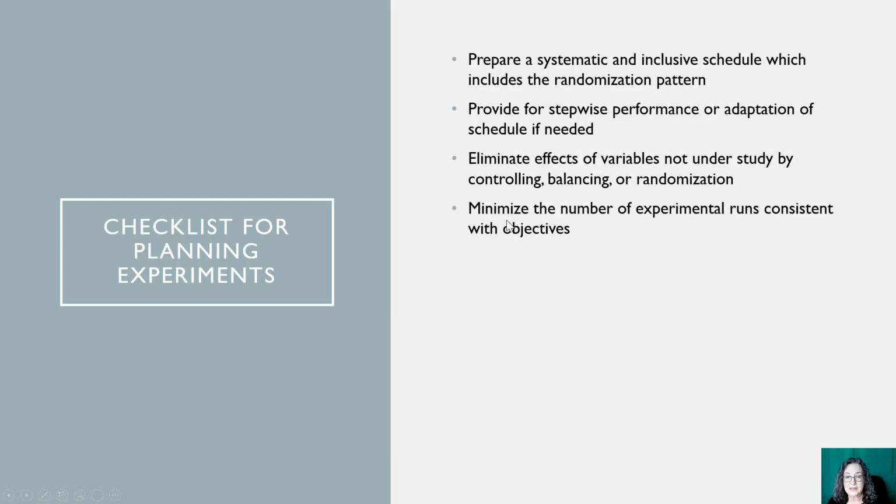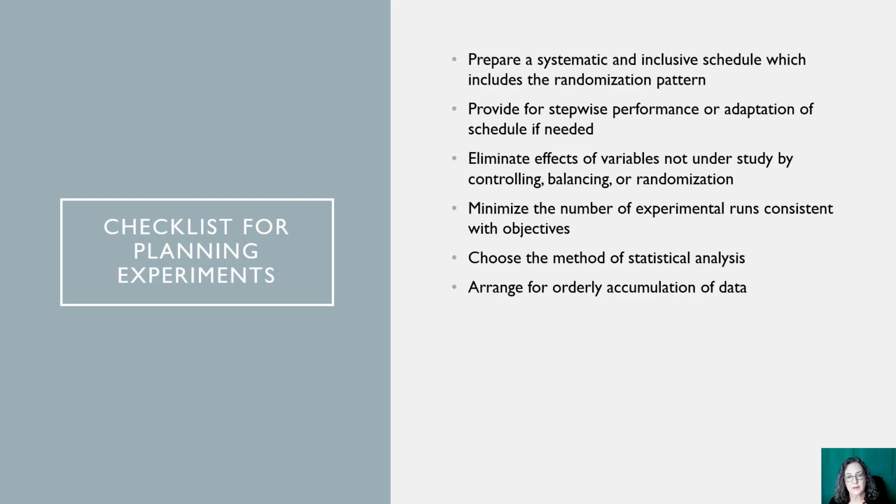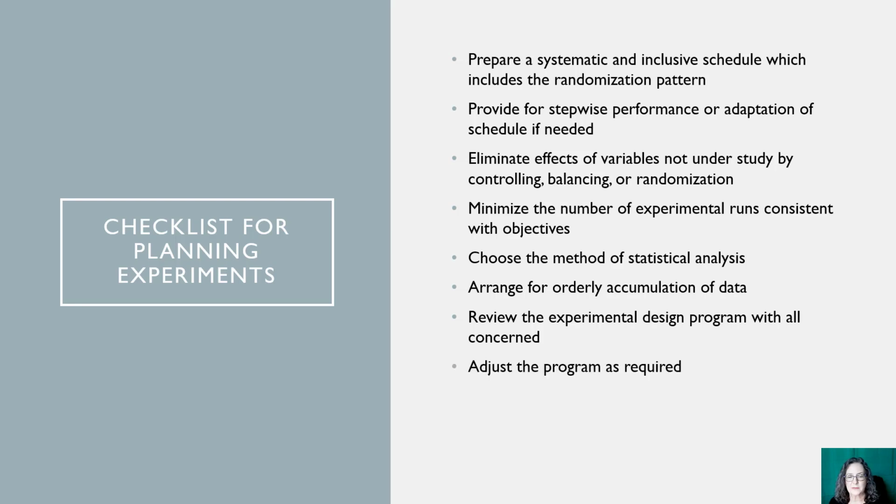I want to try and minimize the number of experimental runs that I can do in such a way that I will meet my objectives for this experiment. And then figure out what method of statistical analysis you're going to need to do. Arrange for how you're going to, in an orderly way, gather the data. Review the experimental design with everybody else, okay? Usually, if you talk this out with someone else, they will point out the flaws in your plan. So adjust the program if you need to. And then write out the steps to be followed very explicitly and clearly. This all needs to be done before going into the lab.